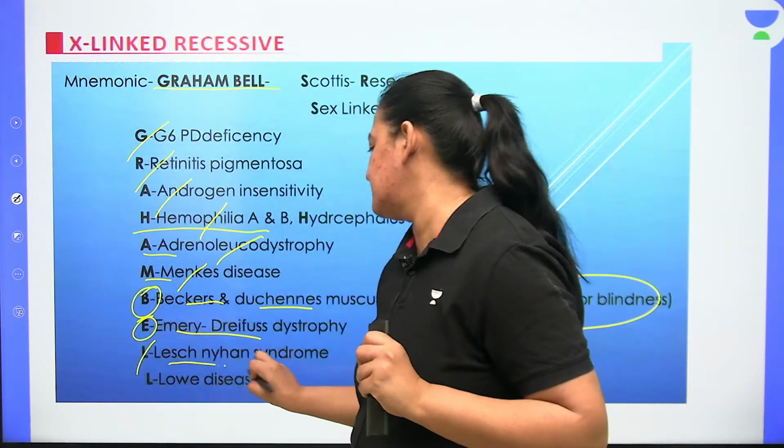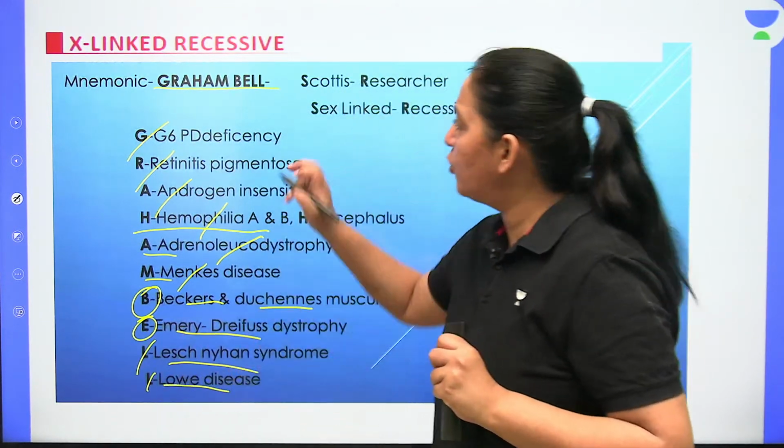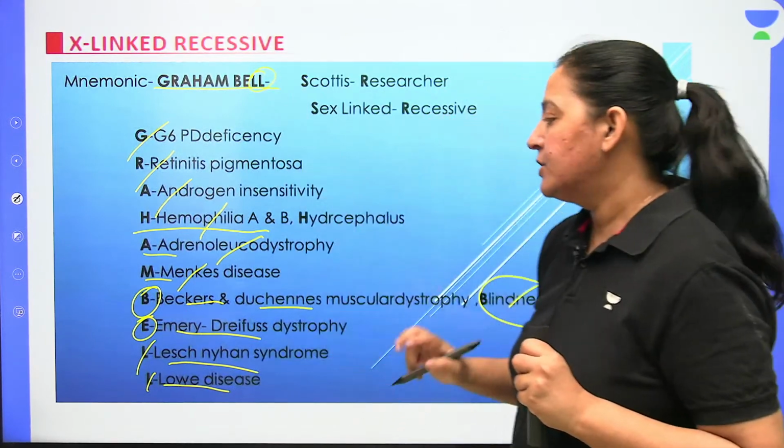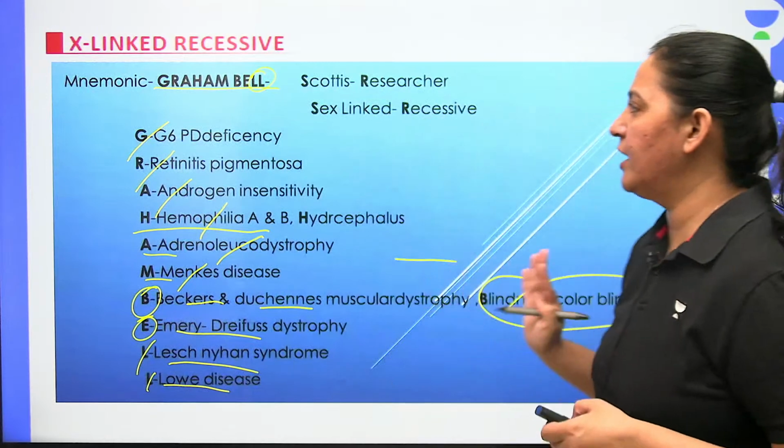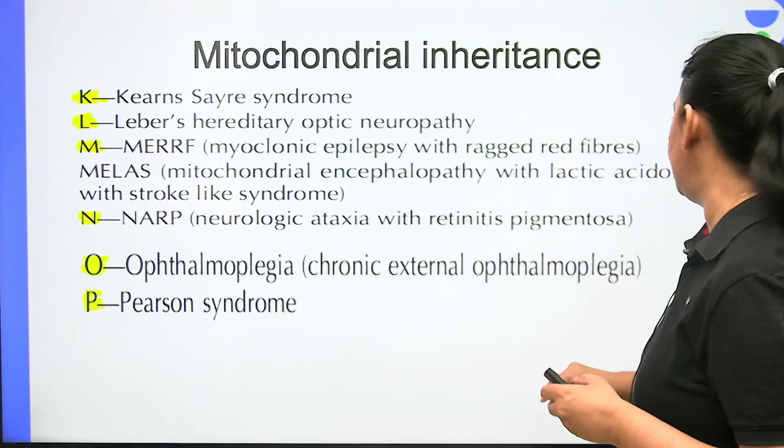L is Lesch-Nyhan syndrome and one L is Lowe. There are 2 L, na? B-E-L-L. So of the 2 L, 1 L is Lesch-Nyhan and the other L is Lowe. So ye hua mnemonic. So the last one is mitochondrial inheritance.